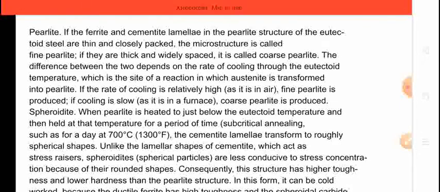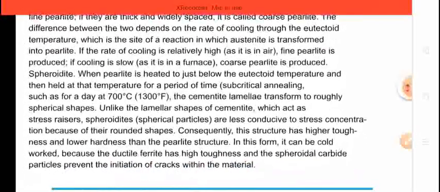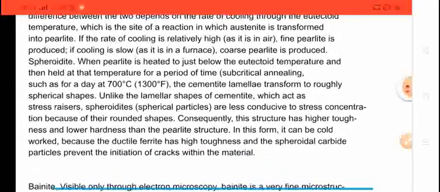To understand these eutectoid temperatures, you have to refer to the iron carbon diagram. If you write in the comment box, we will surely explain the iron carbon diagram also in my video. The eutectoid is the site of a reaction in which austenite is transformed into pearlite. If the rate of cooling is relatively high, as it is in air, fine pearlite is produced. If cooling is slow, as in a furnace, coarse pearlite is produced.